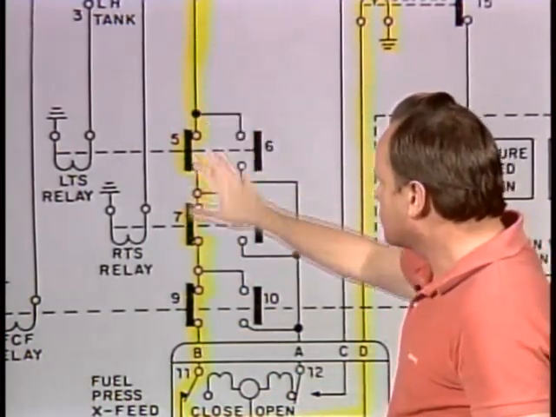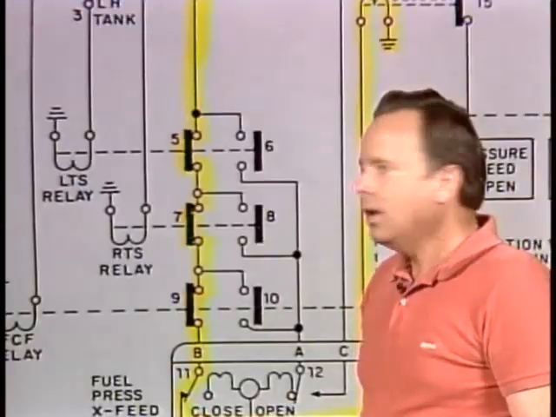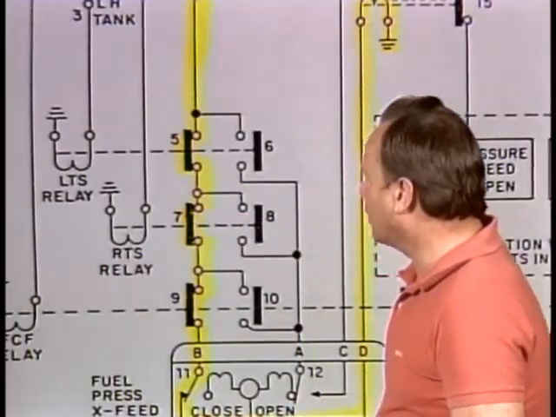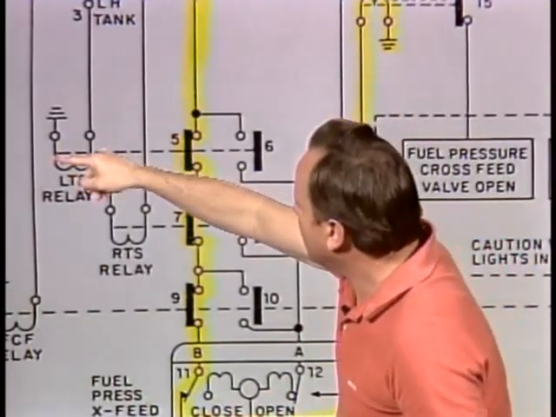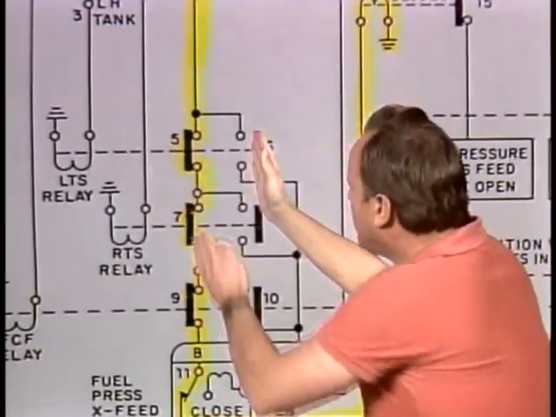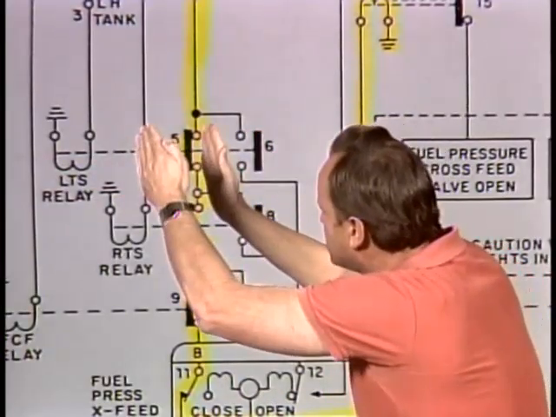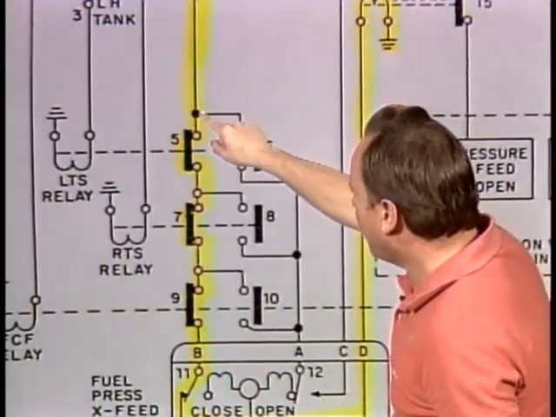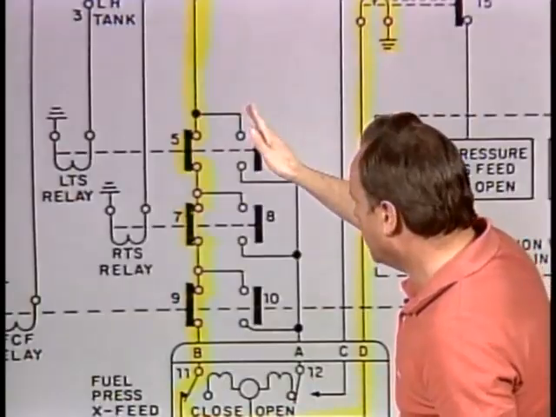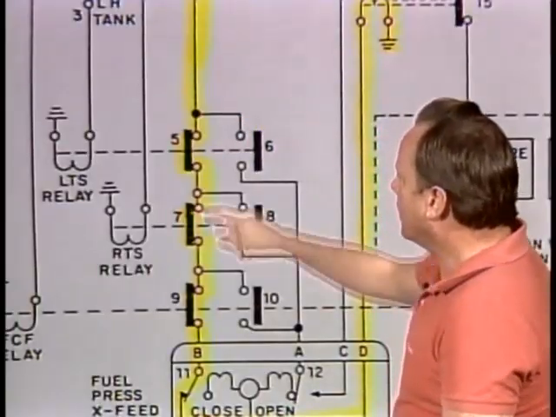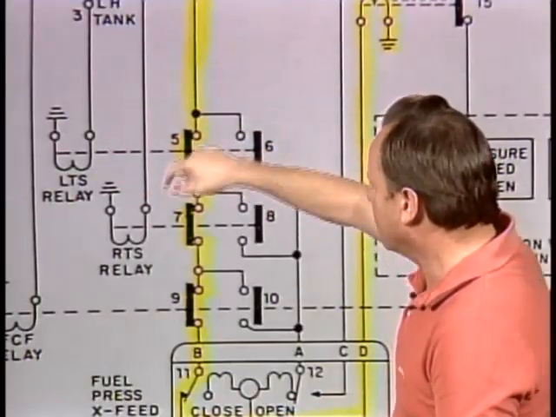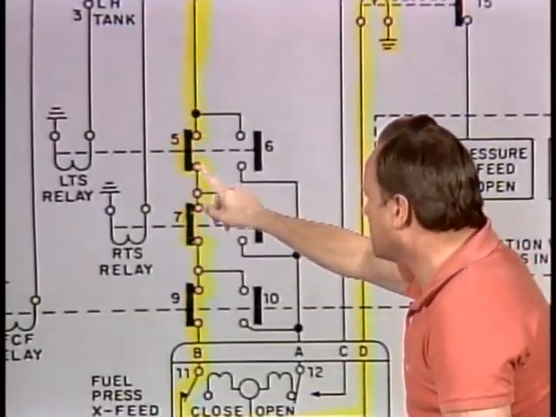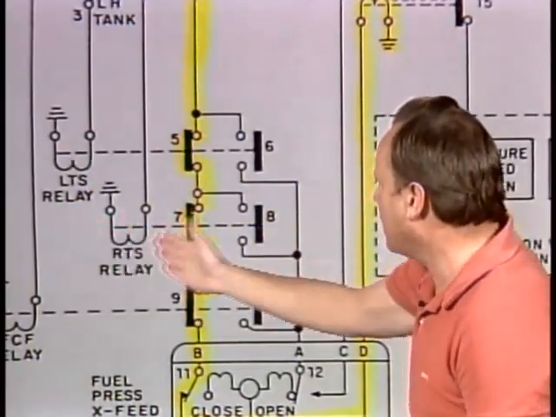Now, we have this drawing shown with everything without power on it. Here's the way switches look when they don't have power on it. Now, this LTS relay then, when it has power on it, pulls over switches 5 and 6 to this position. They are shown in a position without power on it, so switch 5 would open and switch 6 would close. But as it is right now, there is no power to the LTS relay when things are normal, so switch 5 is closed, switch 7 is closed, switch 9 is closed. None of these relays have power on them.